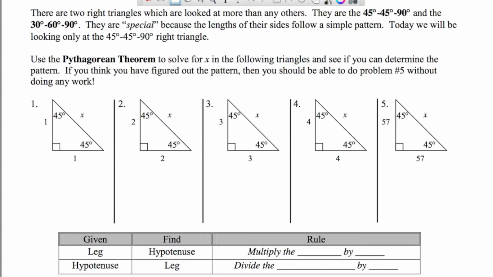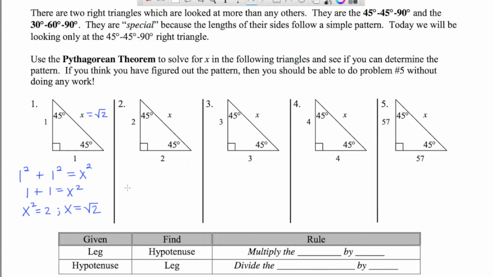Number 1. 1 squared plus 1 squared is equal to x squared. Expanding, we get 1 and 1 equals x squared. Simplifying further, we get x squared equals 2. And taking the square root of both sides, we get x equals root 2. I'll write the answer by the hypotenuse.